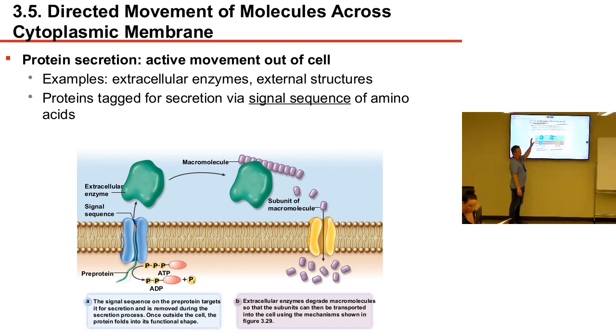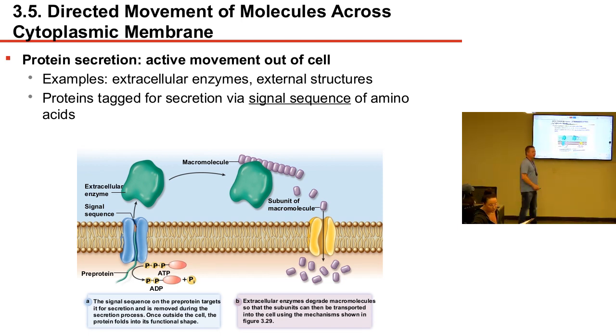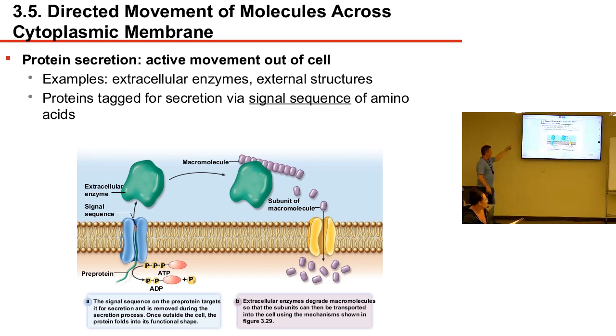They can also secrete out toxins, as we talked about already. There are lots of different bacteria as we go through the chapters that produce their own toxins, and they're going to secrete them out through these protein secretion systems.